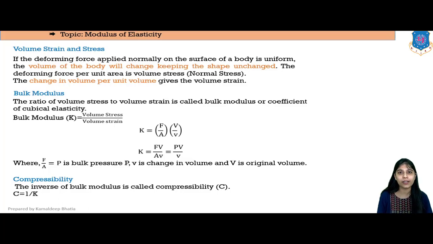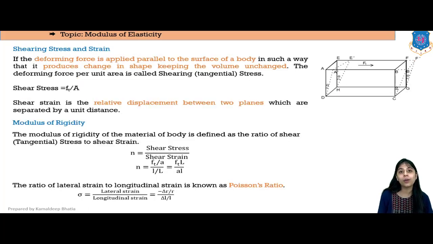Okay, so now let us go to the modulus of rigidity. A deforming force is applied on a body such that it produces a change in shape, keeping the volume unchanged. The deformation produced is due to the movement of layers of the body over one another. It is measured by modulus of rigidity, which is represented by eta.